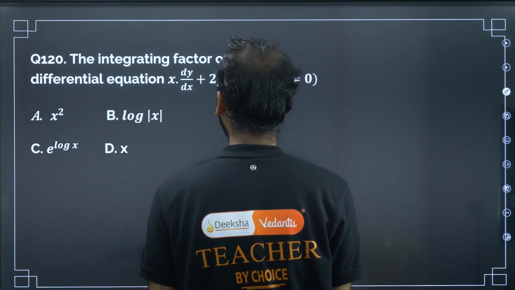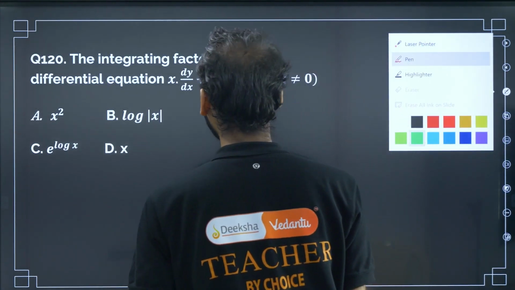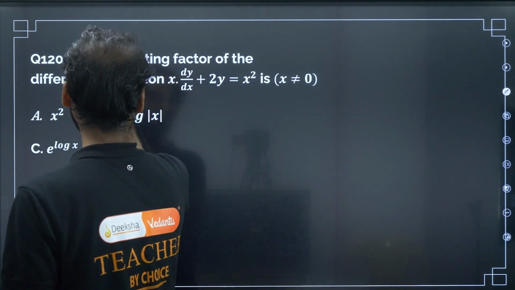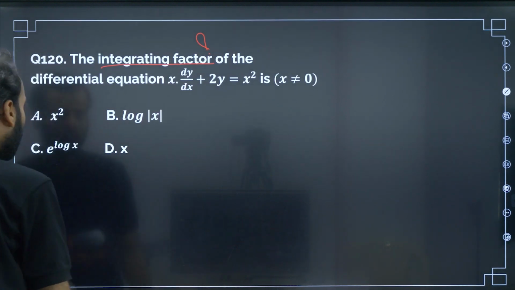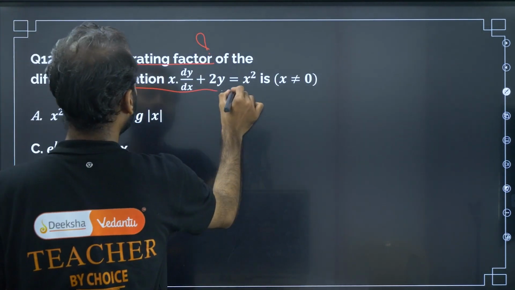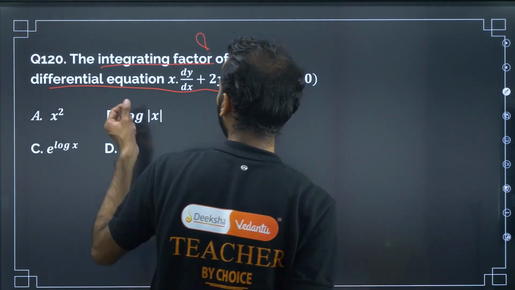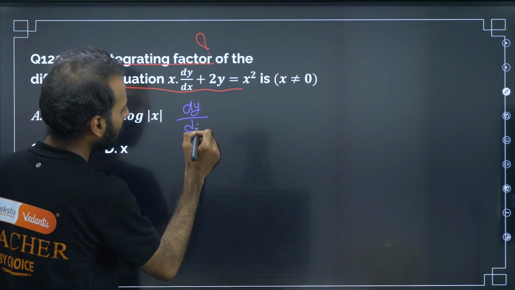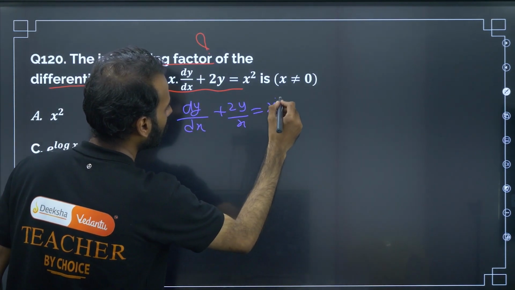Next, the integrating factor of the differential equation. Now see here, what are they asking? They are asking the integrating factor of the differential equation. One differential equation they have given like this. Let me write the differential equation here. So dy by dx plus 2y by x is equal to x square.